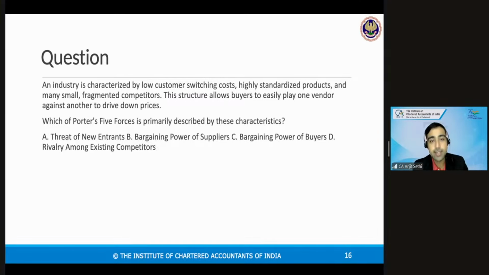Threat of new entrants, bargaining power of the suppliers, bargaining power of the buyer, or rivalry amongst existing competitors. What? Bargaining power of the buyer. Very, very nice. Bargaining power of the buyer. Okay, very nice.